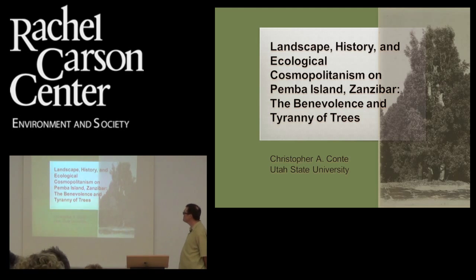But the key term in the title is ecological cosmopolitanism, and this is a term that pushes back on this idea of ecological imperialism, and I'll get to a definition of this term in a moment. But this idea of cosmopolitanism, cosmopolitan societies, comes also from Amitav Ghosh, and I'm just going to read the first paragraph of the paper to set up the context of cosmopolitanism.